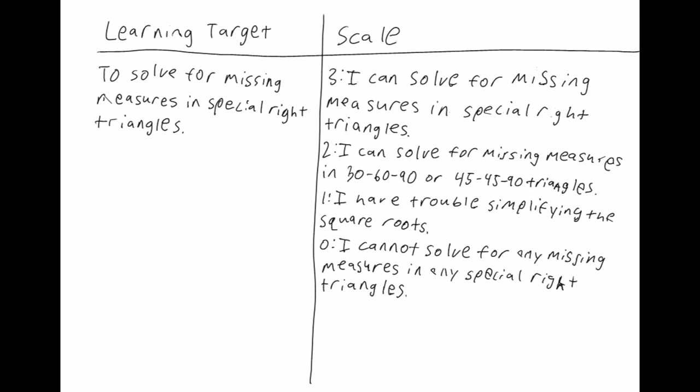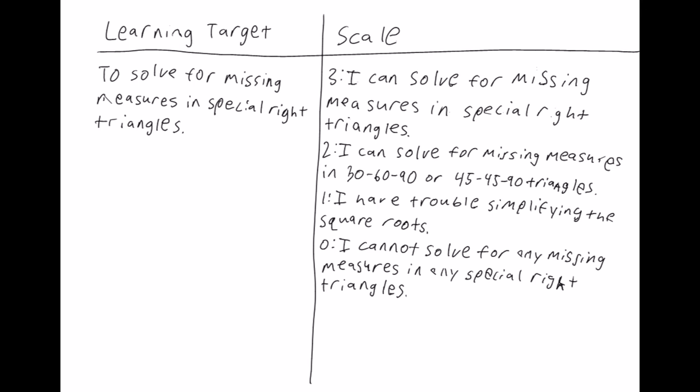one but not both. 1, you have trouble simplifying the square roots. So when you go to solve for one of those triangles, your issue is with the square roots. And 0, you cannot solve for any missing measures in any special right triangles.